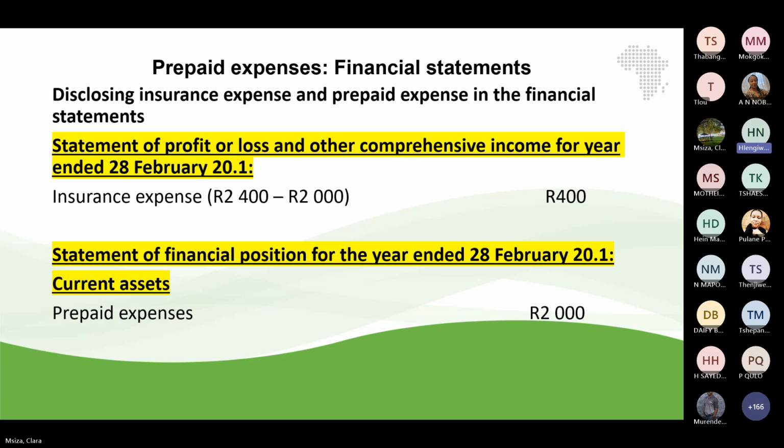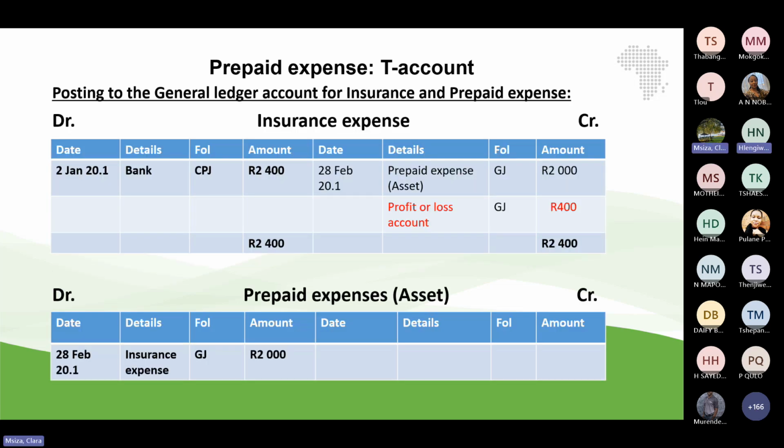Good evening, ma'am. Can you please repeat the prepaid expense T account for me? Can you see the screen? Yes. So what is confusing you here? No, I didn't understand why we wrote the 2,000. Do we take it from the insurance expense T account and post it the way it is? Yes, we don't have an opening balance. You take it as it is.